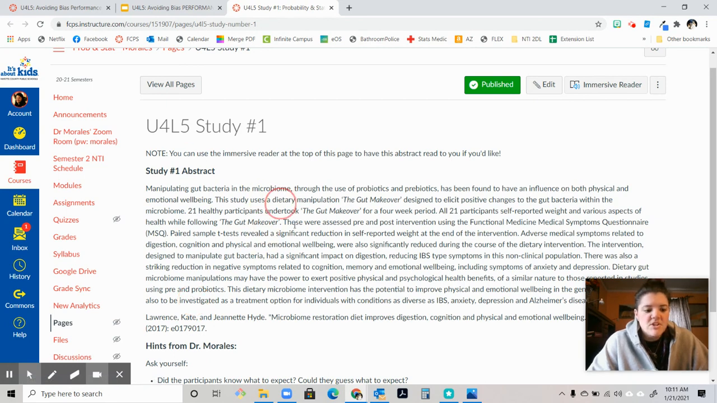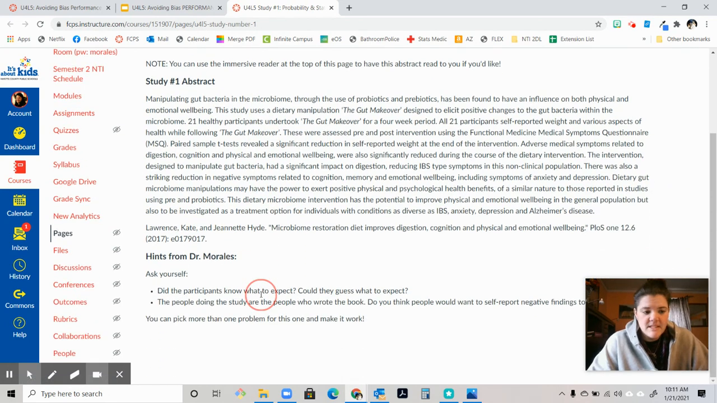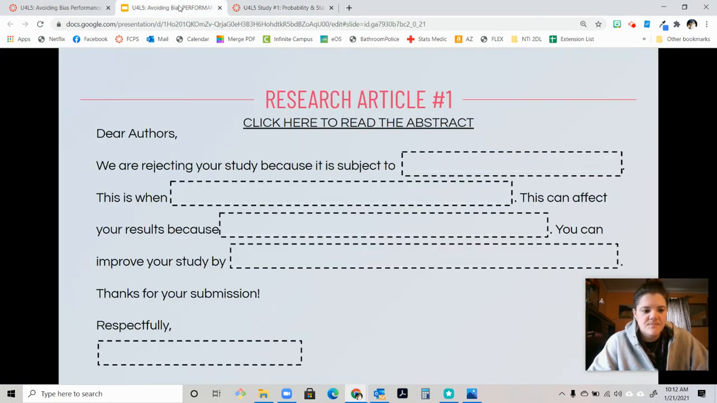So once you listen to the study or read the study, I've got some hints for you down here to help you make a decision. Then once you make a decision which of the 4 biases it was, you're going to go back and you're going to start filling it in.